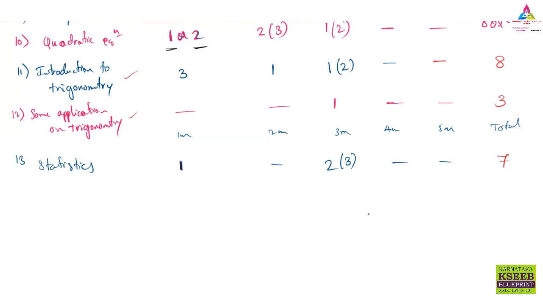Now coming to the 14th chapter. The 14th chapter is probability. But this year you don't have probability, so none of the answer questions will come from probability. So the last chapter we have to go through is the next one.